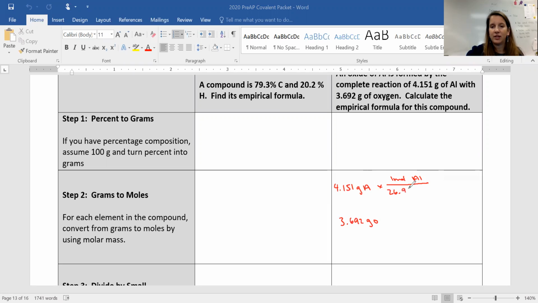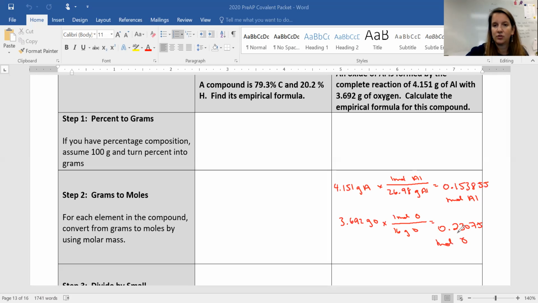So we put the molar mass of each thing on the bottom. Down here, we're going to have the molar mass of oxygen on the bottom, and 1 mole of oxygen at the top here. So we'll take 4.151 divided by 26.98, and that gets us 0.153855. Again, you don't have to write all the numbers, but don't round yet. Moles of aluminum. We got 3.692 divided by 16 to get us 0.23075 moles of oxygen.